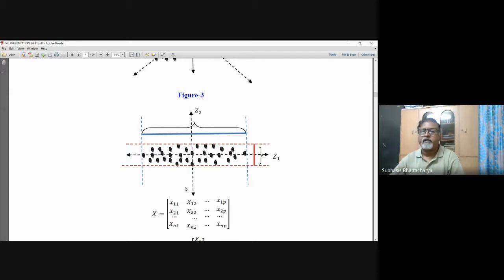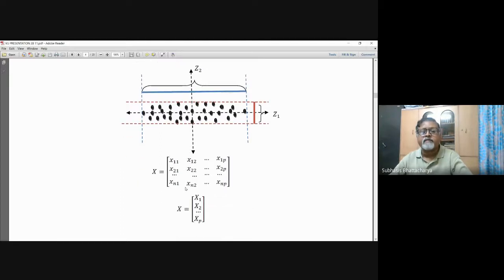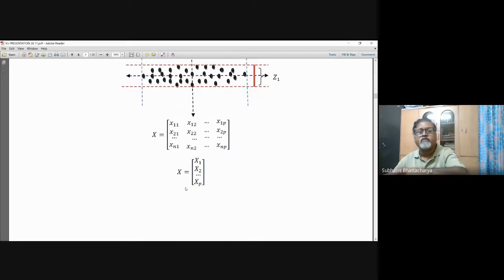Starting from here, for example, earlier we considered p number of variables and n observations of vector x, and the original dimension vector is written this way: x11, x12, x1p, and so on. So it is an n cross p matrix. And what is the variable vector? This x is representing the data matrix, and this x is representing the variable vector.